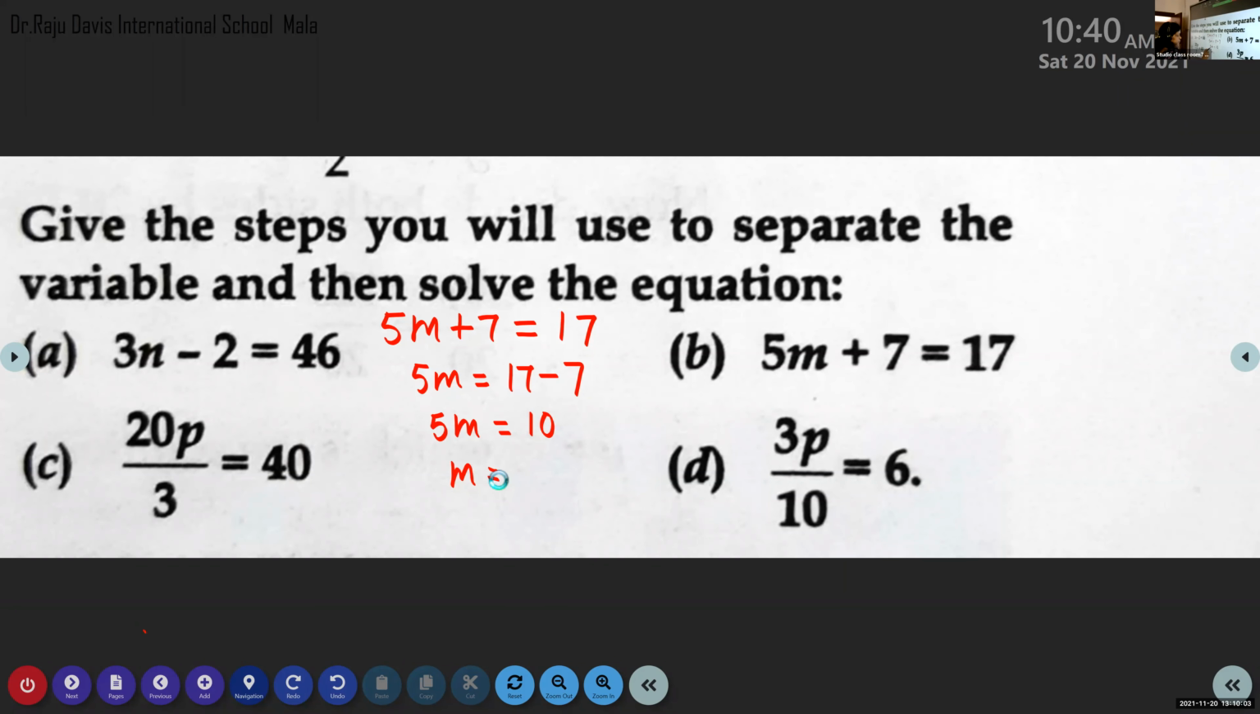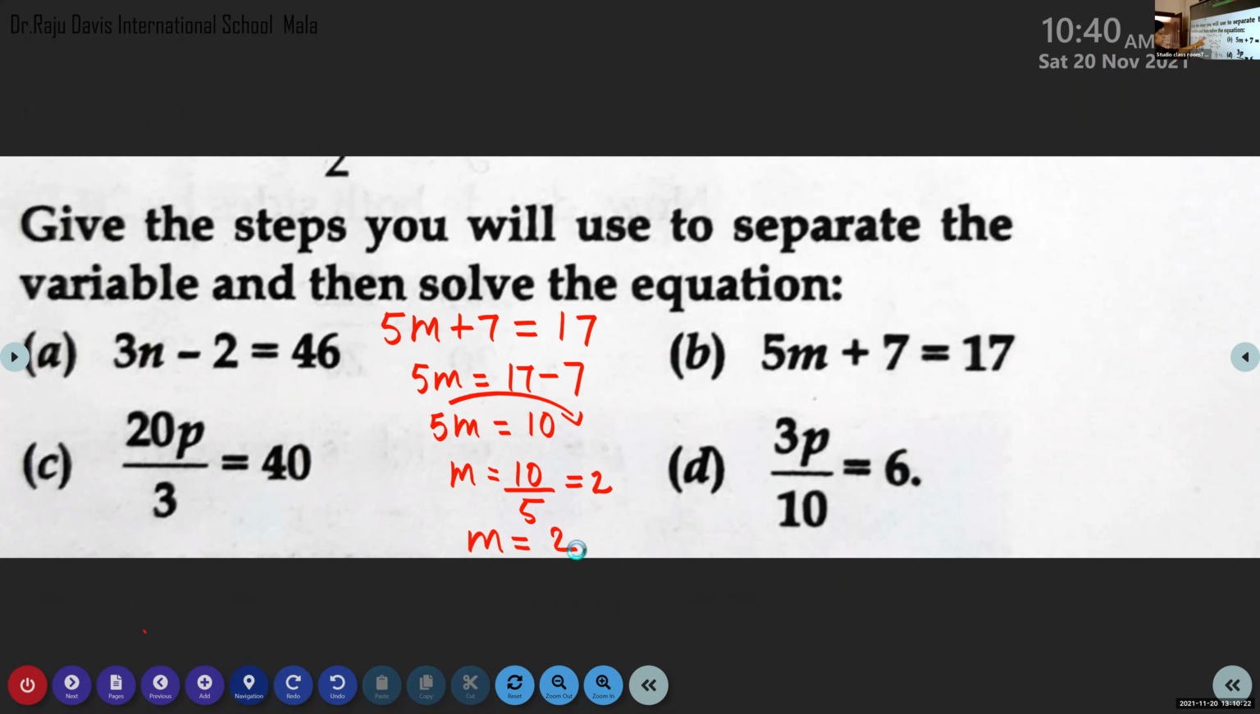5 you have to transpose to the other side. 5 you bring to the other side. So this 5 is the numerator here. When you take transpose, it will become the denominator. 10 divided by 5. So it's 2. So the answer is 2. We got the value of m is equal to 2.